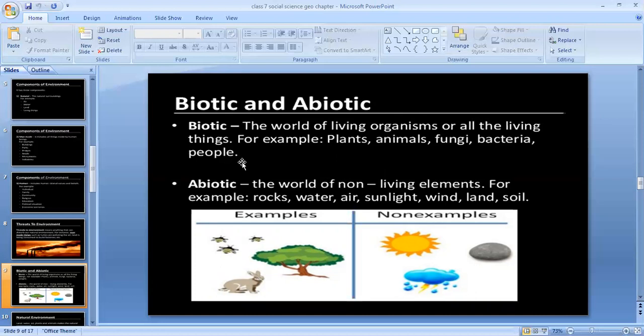Already we have discussed that biotic are the living organisms, or all the living things. Examples are plants, animals, fungi, bacteria, and people. Abiotic are the non-living elements. For example, rocks, water, air, sunlight, wind, land, and soil. These are all found in nature.